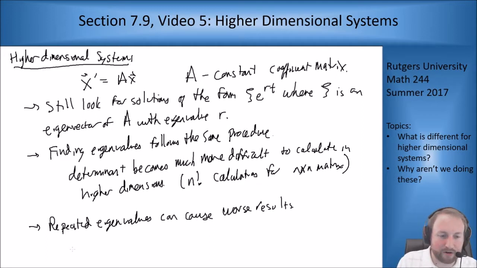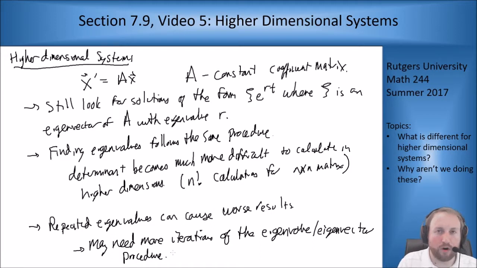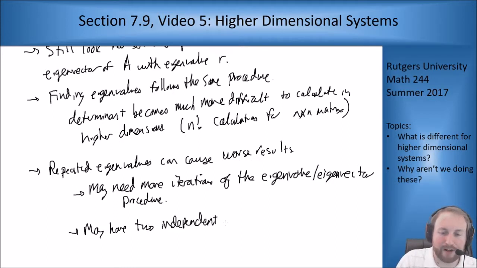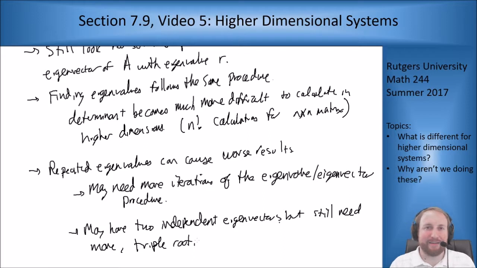So you may need more iterations of the eigenvector procedure, because you might need more than one generalized eigenvector. You might need 2 or 3 of them because there are more dimensions you have to hit. You also may have 2 different eigenvectors, but still need more. For instance, if I have a triple root, this could be the case. If I have a triple root in the polynomial and I have 2 eigenvectors, well, that's not enough. I still need 3 to match having a triple root. So things just get more and more complicated as they go on.